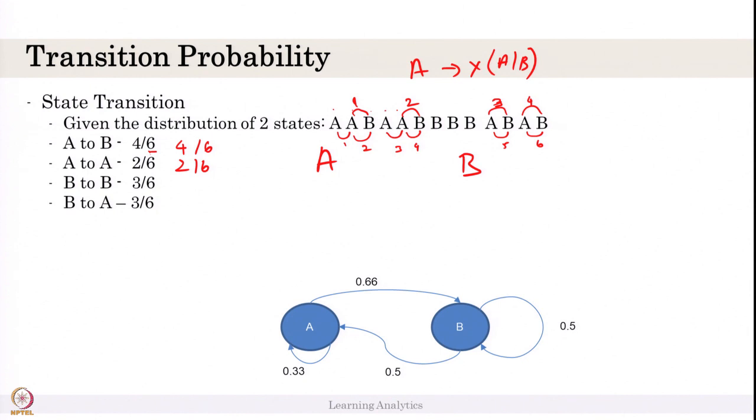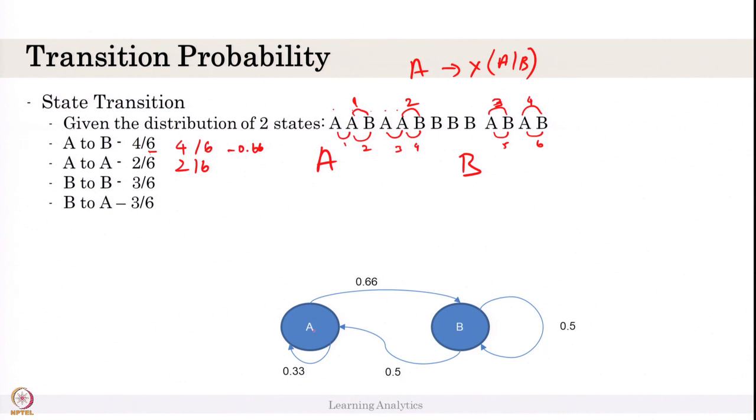Let us not go into the details of edges, nodes, all these things. Let us see a simple state transition diagram. This is 2 states, state A and state B. From A to B, the value is 0.66. That is the probability that you will get the next action B if your current action is A, that is 4 by 6. Out of 6 actions, 4 times you went to B, so high probability.